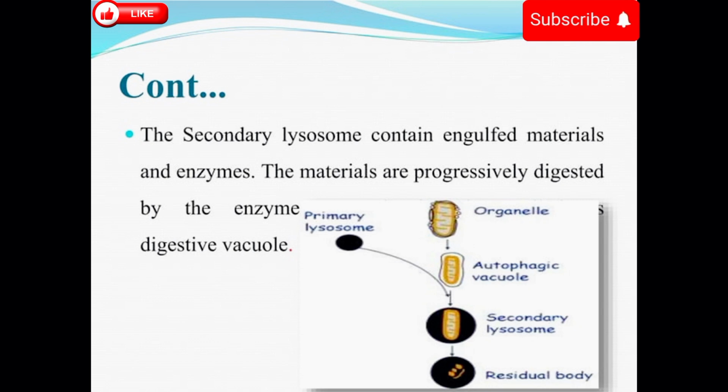These are the differences between the primary and secondary lysosome. The secondary lysosome is known as the mature form and the primary lysosome as the immature form. Another difference is that engulfed material or any foreign body that enters the cell is engulfed by the lysosome and is present in the secondary lysosome. The material is progressively digested by the enzymes in the digestive vacuole, meaning that hydrolytic enzymes within the lysosome digest the materials.